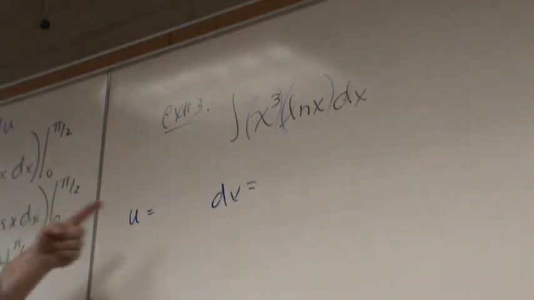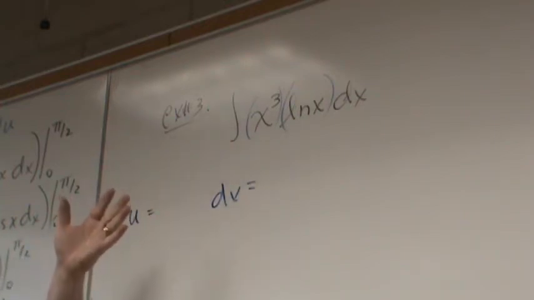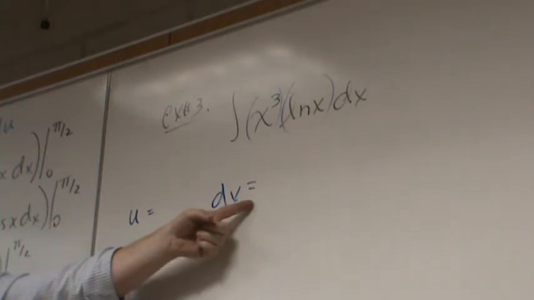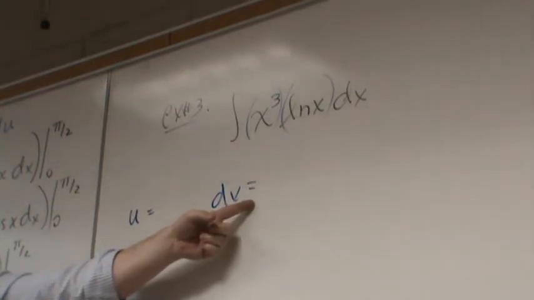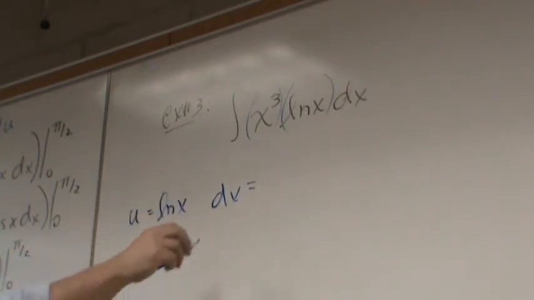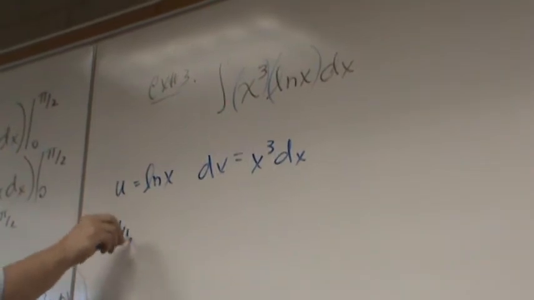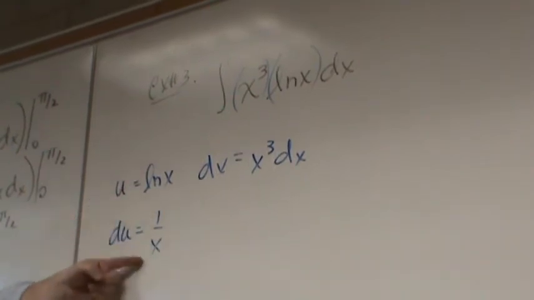How many people want their u to be x to the third? Okay, that would mean your dv is log natural of x. Do you know what the antiderivative of log natural of x is? No. Because I don't. Okay, how many people want their u to be log natural of x? Me too. Okay, so my dv is going to be x to the third dx, right? So my du is going to be 1 over x dx. Did that help things? Yeah. I think so. I don't know. I'd rather have a polynomial than a log natural.